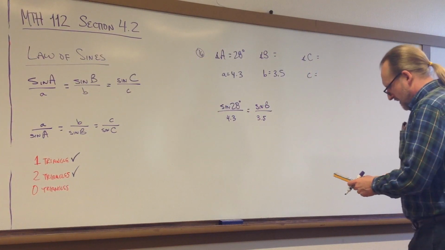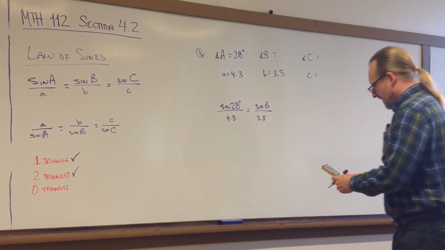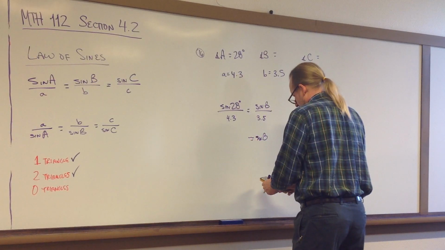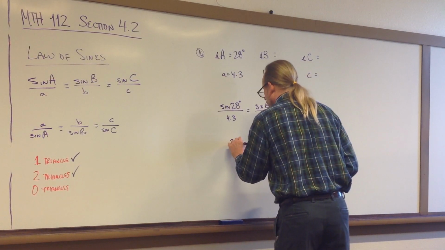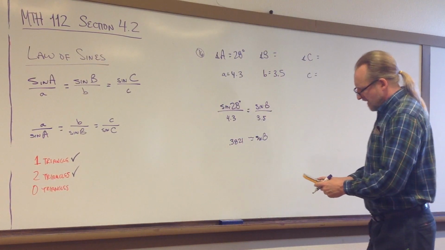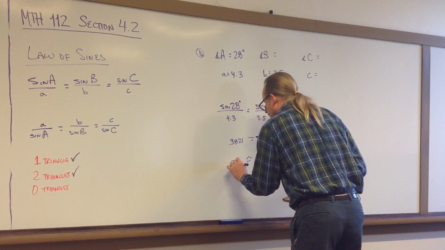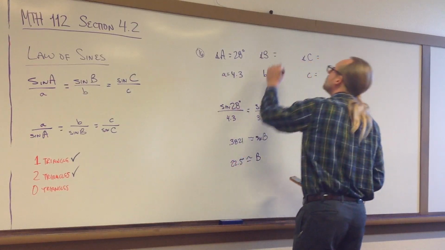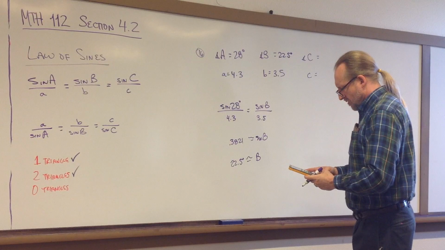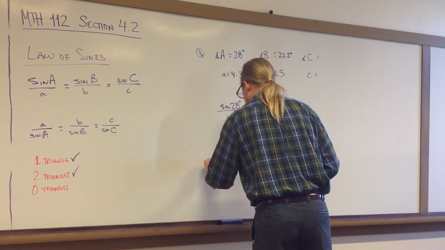Okay, sine 28 divided by 4.3 multiplied by 3.5 says sine B is going to be about 0.3821. So we take the inverse sine of that, and angle B is going to be about 22.5 degrees. Or, subtract it from 180, it could be 157.5 degrees.